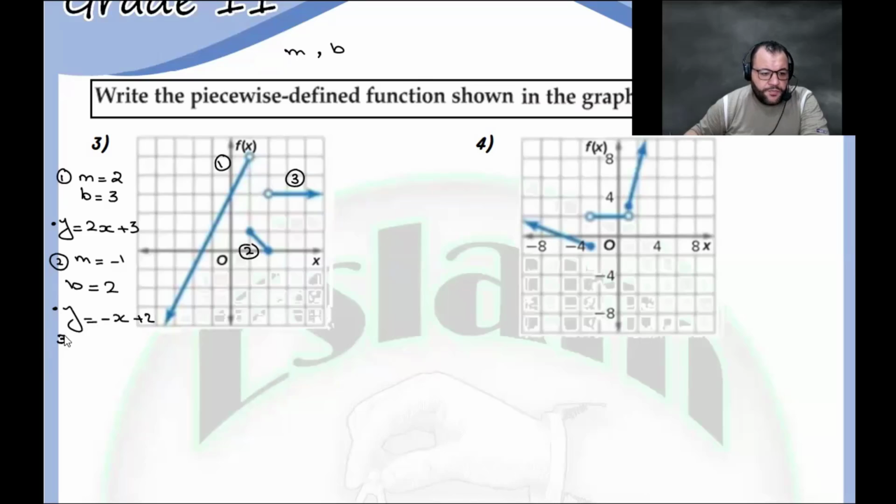Number 3. The slope is 0. It is represented by a horizontal line. What is the equation of a horizontal line? y equals a constant. If you extend the line, you will find that the line intersects the y-axis at 3. So y equals 3. That is the equation.